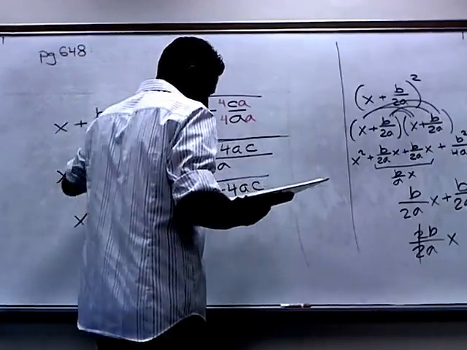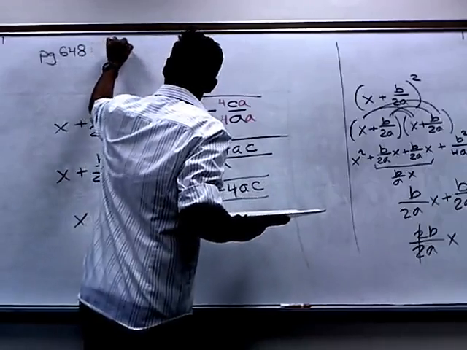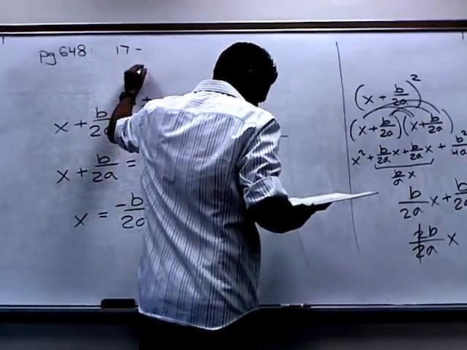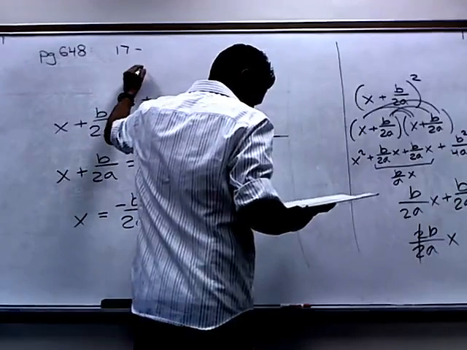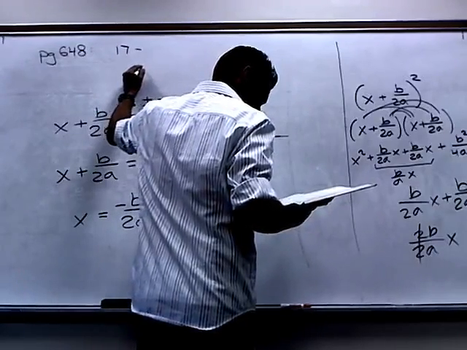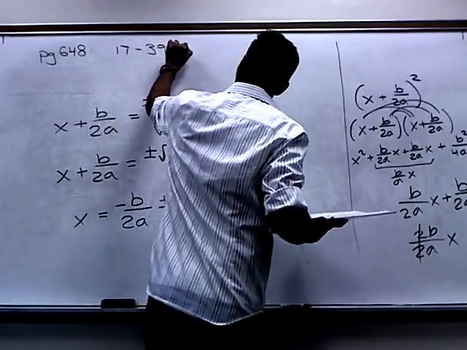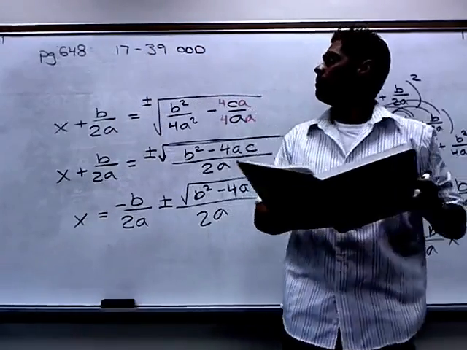Derive the quadratic formula using completing the square. Homework is 17 through 39, odd. That's it.